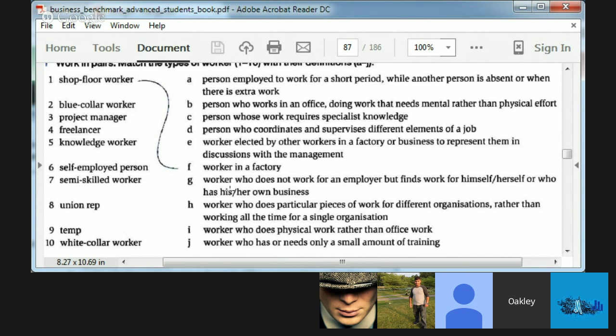Let me give you another clue. It's a worker. So the definition is going to say worker.